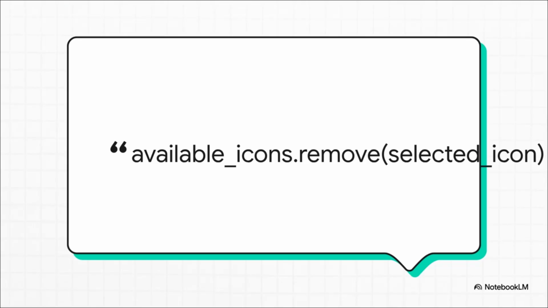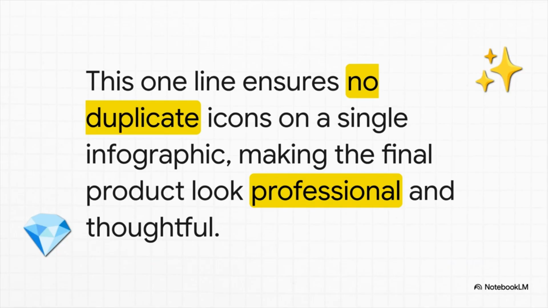Now this single line of code right here, it might not look like much, but honestly, it is one of the most important quality control features in the entire script. It's all about making sure the icons are unique. So what's it do? Well, the moment the script picks an icon for a bullet point, this line immediately yanks it from the list of available options for that specific infographic. This guarantees you never, ever see the same icon twice on one image. It's such a small detail, but it makes the final product look so much more professional and thoughtfully designed.